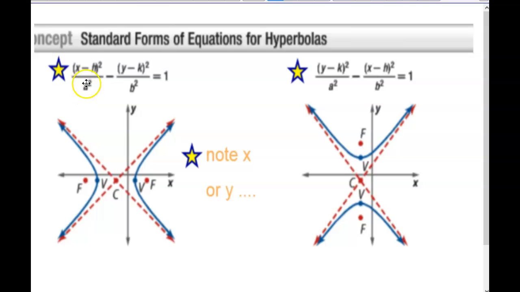Okay, so a squared, do you notice here a squared is under x, and here a squared is under y? Everybody get that? It's not that A is bigger than B this time. B can be bigger than A this time, okay? What it has to do with is that A is the one underneath the positive term. So when it's under the x, it opens sideways like this. When it's underneath the y, it opens up and down like this.